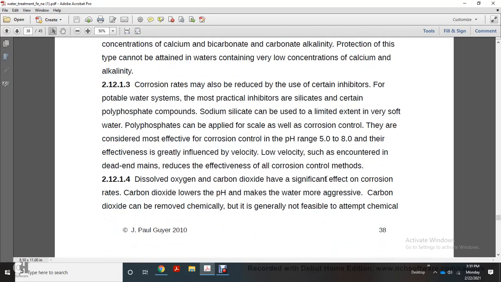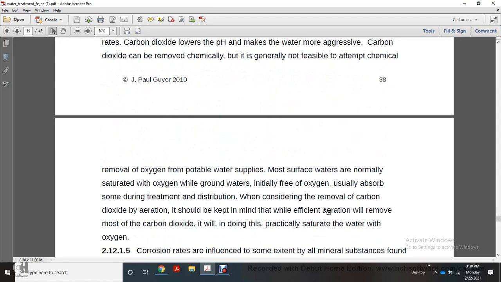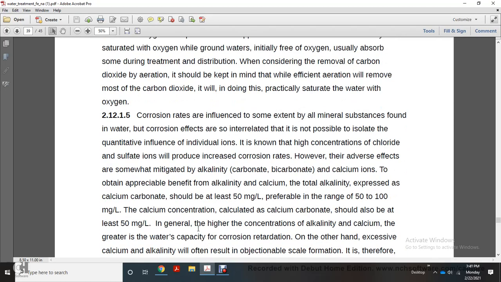Dissolved oxygen and carbon dioxide have a significant effect on corrosion rates. Carbon dioxide lowers pH and makes the water more aggressive. The carbon dioxide can be removed chemically, but it is generally not feasible to attempt chemical removal. Most surface waters in a potable water supply are normally saturated with oxygen, while groundwaters, essentially free of oxygen, usually absorb some during treatment and distribution. When considering removal of the carbon dioxide, aeration should be kept in mind. While efficient aeration will remove most of the carbon dioxide, it will, in doing so, practically saturate the water with oxygen. Corrosion rates are also influenced to some extent by the mineral content of the water.